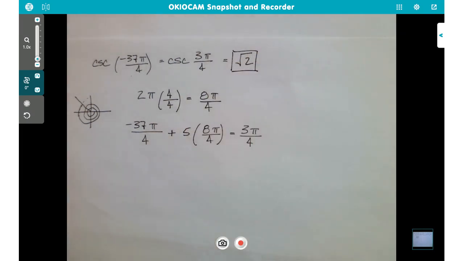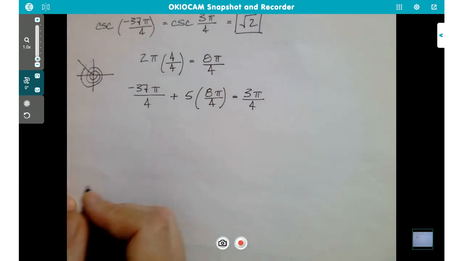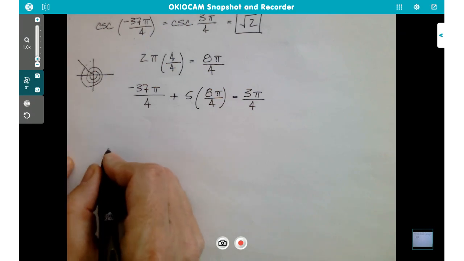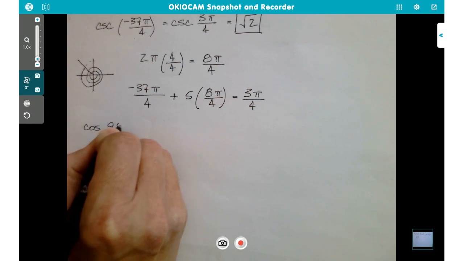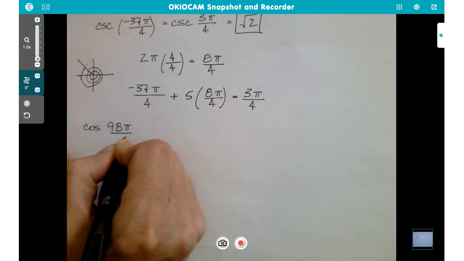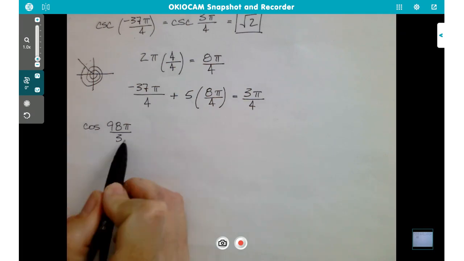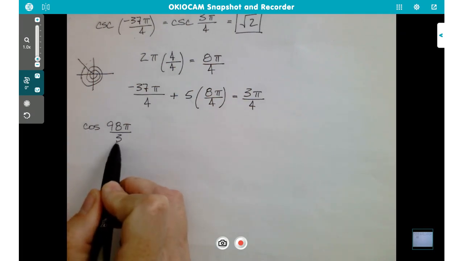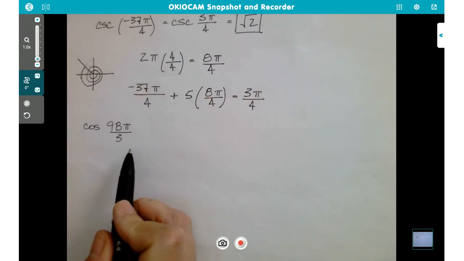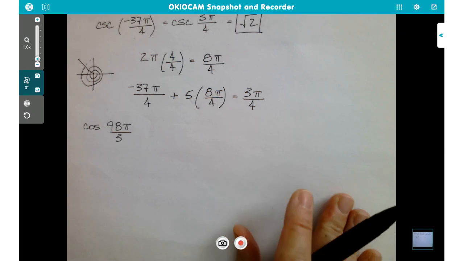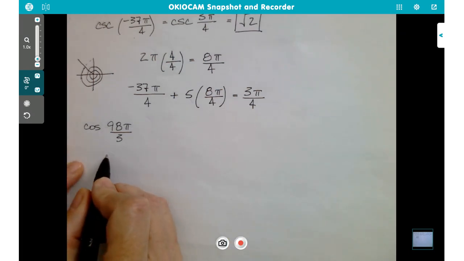One more for good measure. I want to find the cosine of 98 pi over 3. And again, this one's positive, so we went around in the positive direction quite a few times, and we have a terminal side somewhere. I don't know where it is. But we can use a coterminal angle to figure that out.